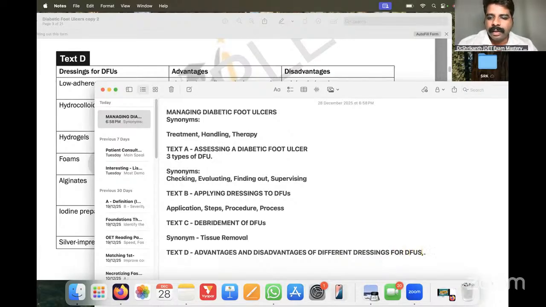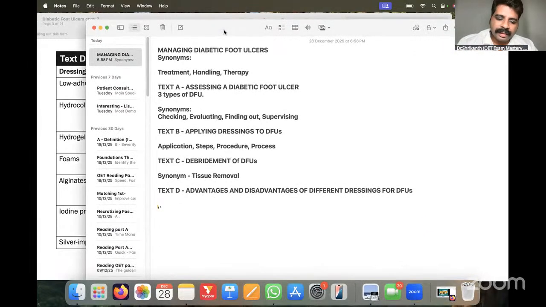What are some synonyms that we can bring over here? Dressings basically means products. Dressing means it is a product over here. They are talking about the benefits and cons, that is, pros and cons of different products. So it is very important that you understand what information comes under each text over here.